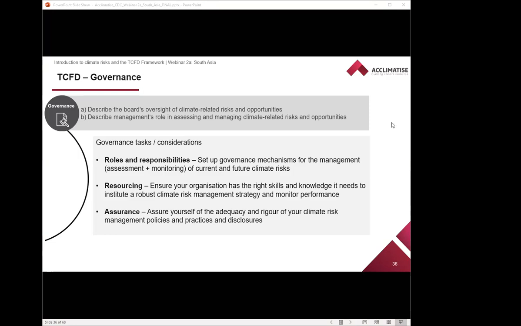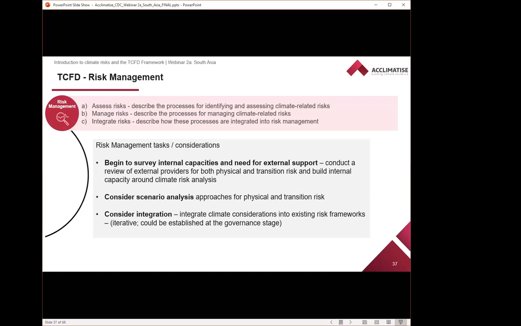Turning to the next slide, TCFD pillar risk management. TCFD suggests you should disclose how the organization identifies, assesses, and manages climate-related risks. So what does this mean and how can this guide you? As part of your engagement with the risk management pillar of TCFD, you can begin to survey internal capacities that you need for external support and to do the climate risk analysis. You can consider scenario analysis. You should consider scenario analysis approaches as part of your assessment. And you also need to consider integration.